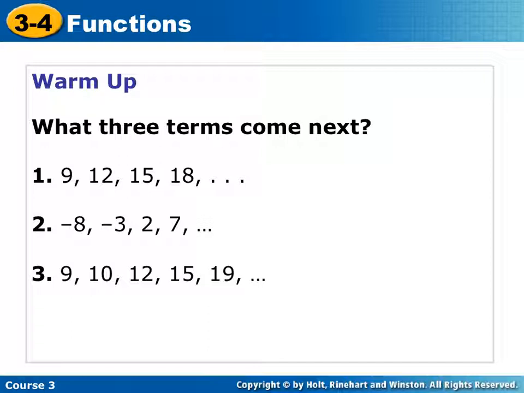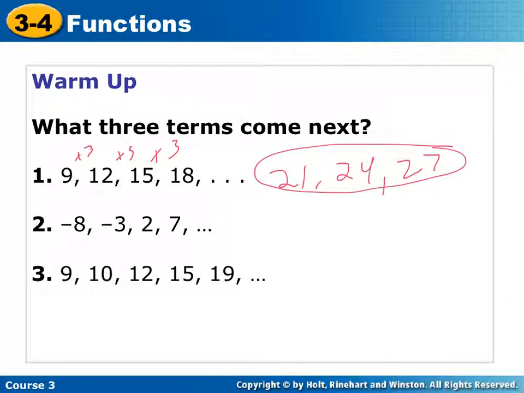All right. So this very first one, we have 9, 12, 15, 18. What is happening to each of those? You are adding 3, add 3, add 3, add 3. If I continue that rule on, I will get 21, 24, 27.